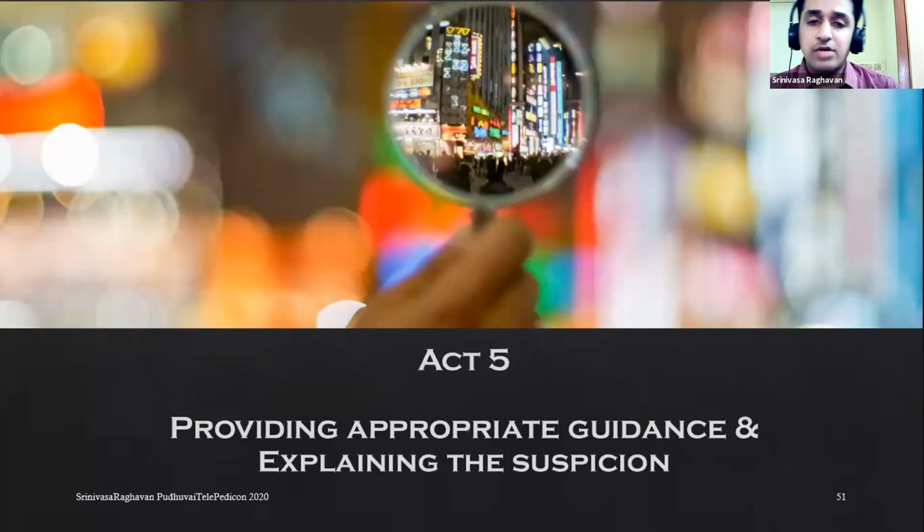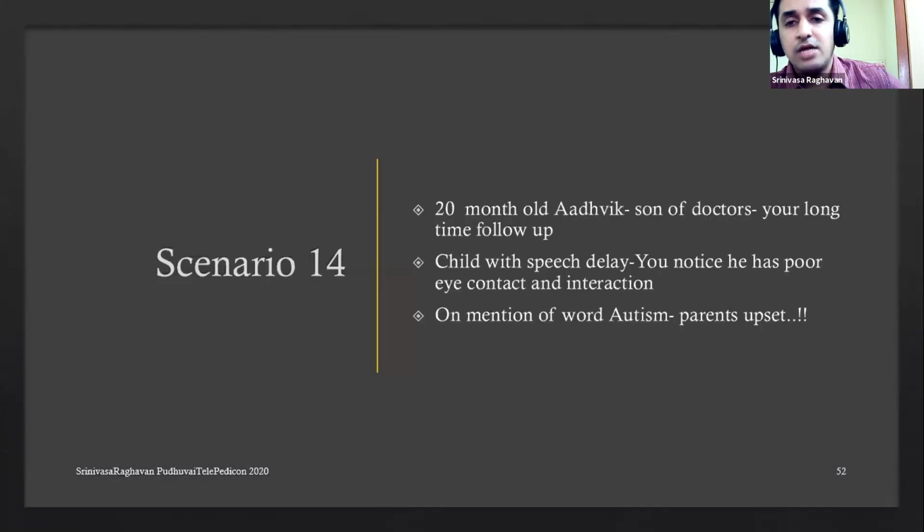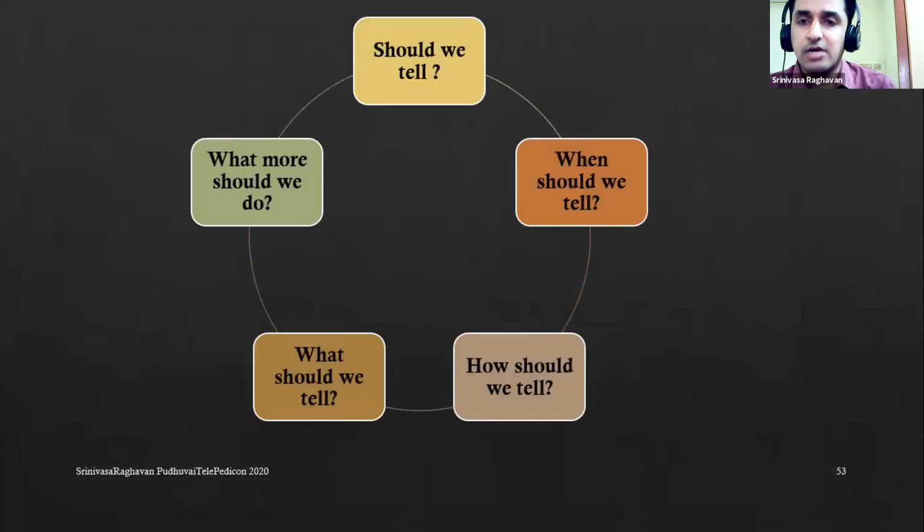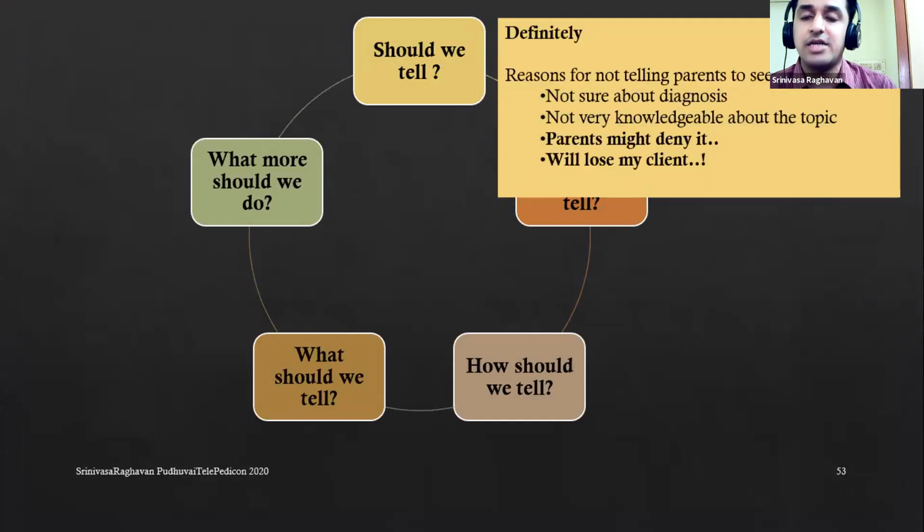So coming to providing appropriate guidance and explaining the suspicion: a 20-month-old Advik, son of doctors and your long-time followers, comes to you with speech delay. You notice that he has poor eye contact, and on the very mention of the word autism, the parents get upset and leave your room, never to be seen again. So we have encountered situations like this. These questions play on our mind: this child has developmental delay, should I convey it or not? But definitely it has to be conveyed because early intervention is key.